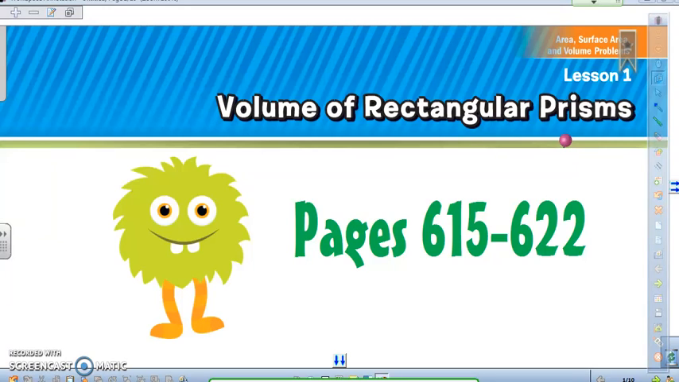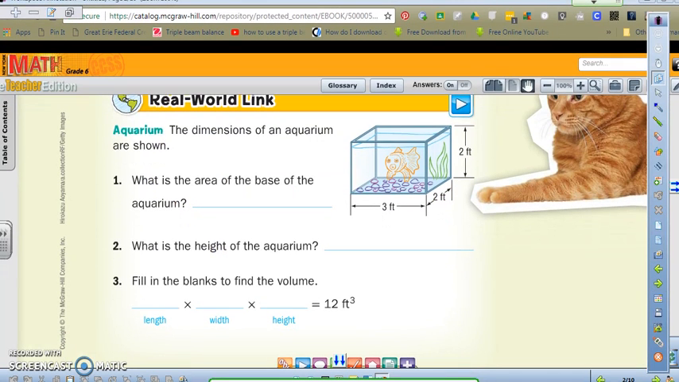So we are going to continue working with rectangular prisms, except now we're doing the volume. And volume means filling up our shape or our rectangular prism or box. So please make sure you're on pages 615 through 622. And when you're ready, look at the front page where the kitty cat is. So we are going to be, again, filling this up.